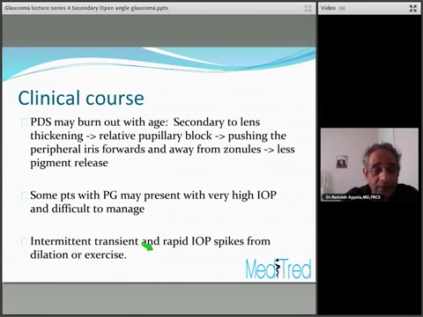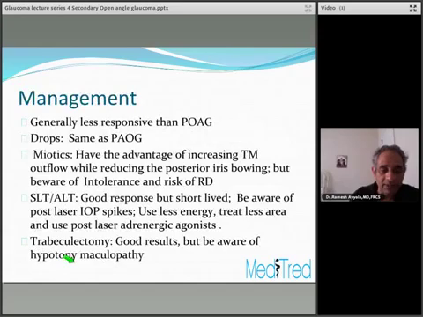I have a patient currently who presented with intraocular pressures of 50 on Diamox and 3 drops. They can have intermittent, transient, and rapid intraocular pressure spikes from dilation or exercise, something that you need to be aware of and make the patients aware of, so they can modify their exercise regimes or can initiate anti-glaucoma medications prior to exercise so as to prevent the spikes.